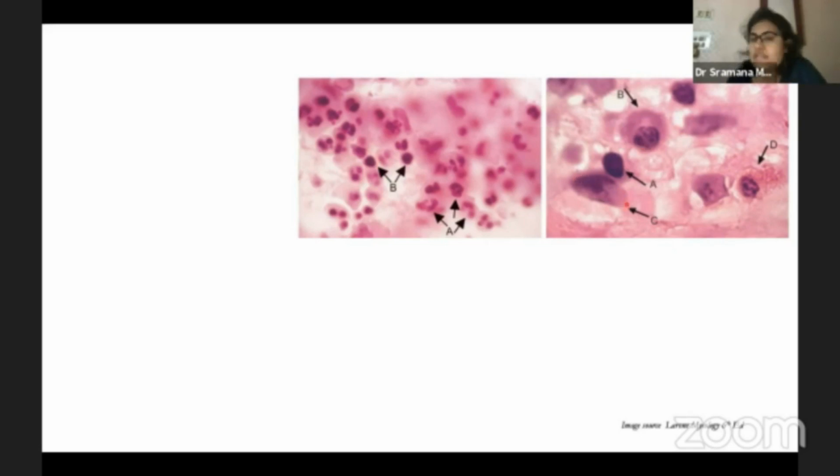Then there's this large cell with an elongated nucleus with pale-staining chromatin. This is a macrophage or histiocyte. This is an eosinophil with bright eosinophilic granules. Eosinophils are also very common in fungal infections.